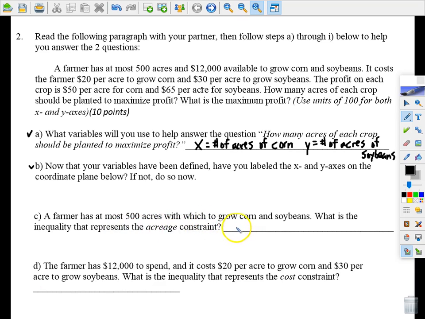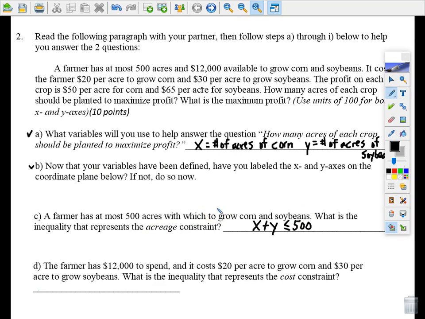Now we're going to start coming up with our own system of constraints. Remember, constraint basically means limitations, or what we have to work with. Inequalities will be used to represent each of these word statements. I've lifted out the first sentence: this particular farmer has at most 500 acres with which to grow corn and soybeans. So X represents corn acreage, Y represents soybean acreage. If I put these two together, I can't go over 500, because 500 is all I have to work with. So the inequality is X plus Y, corn and soybean acreage together, cannot exceed 500 acres. That's my constraint for acreage.